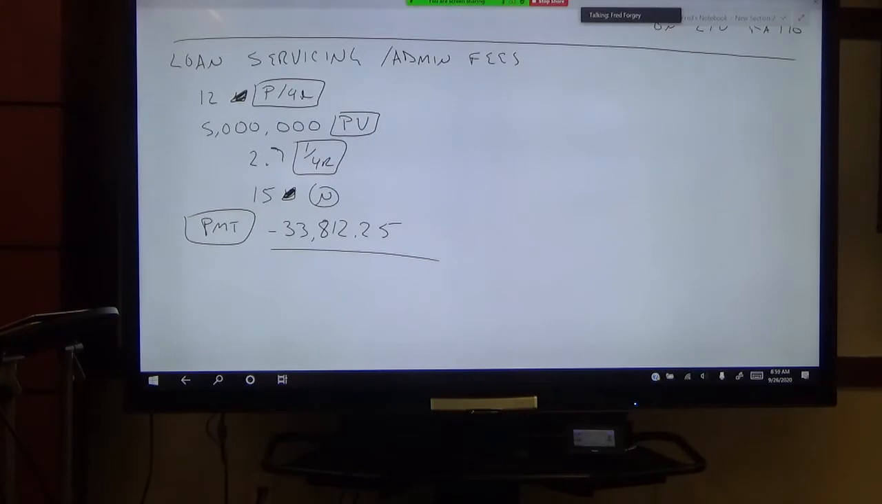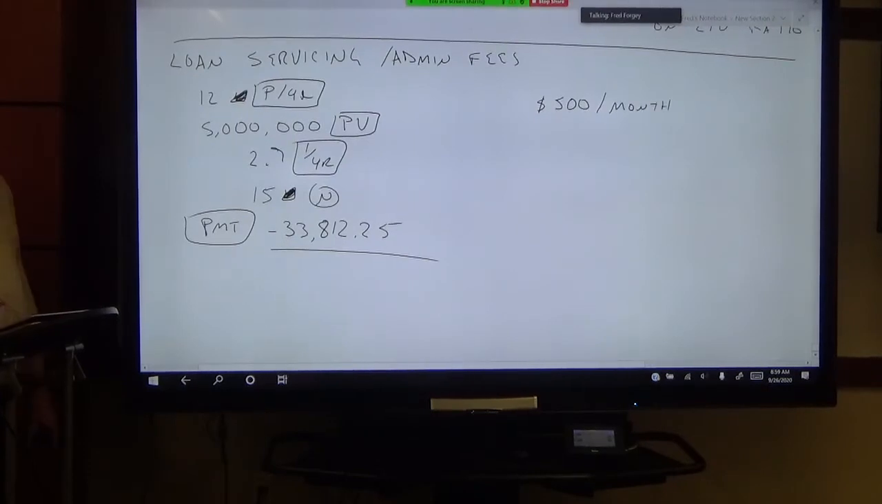Now, what we could have in this particular case is, let's say that the lender, in addition to this payment, is going to charge you monthly processing fees of $500 a month. Seems excessive, but not unheard of. Okay? Processing fees, loan servicing fees.